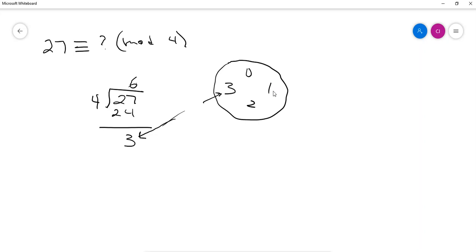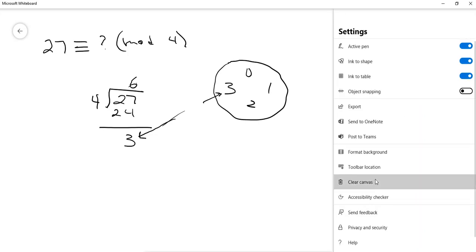So that's one use of modular numbers in a modular system, to find position regardless of what the number is. So that's a pretty easy way to come up with that. And let me clear that canvas out and go back.